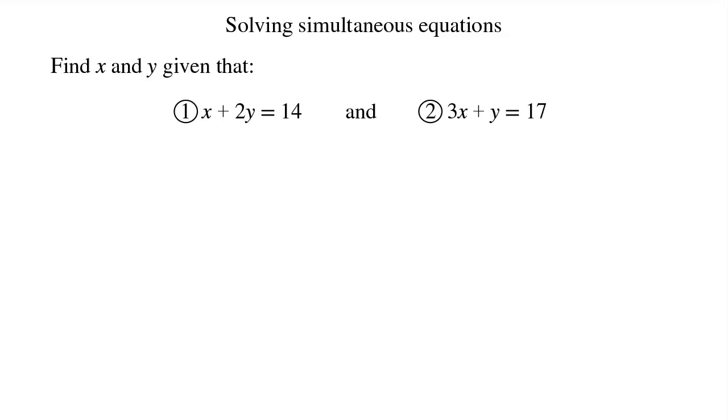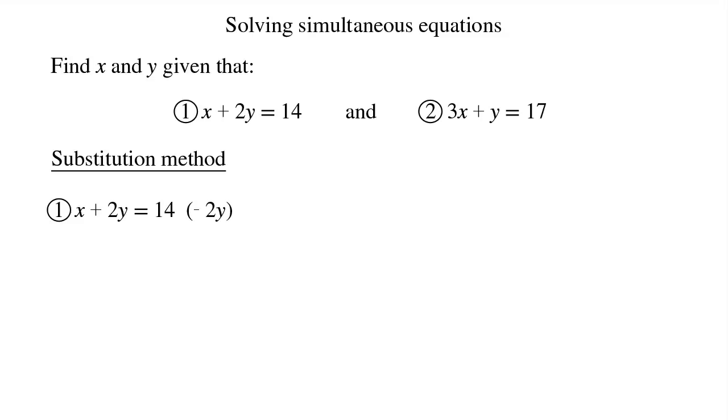Now let's look at another common way to solve simultaneous linear equations, the substitution method. Equation 1 says that x plus 2y is equal to 14. We can rearrange this to isolate x by subtracting 2y from both sides. And this gives us x equals 14 minus 2y. We can now substitute this expression into our second equation. This gives us 3 times 14 minus 2y, plus y equals 17. This leaves us with an equation with no x terms, so we should be able to solve it for y.